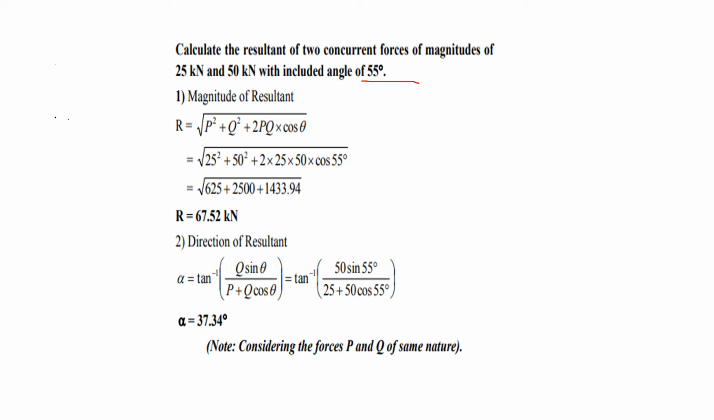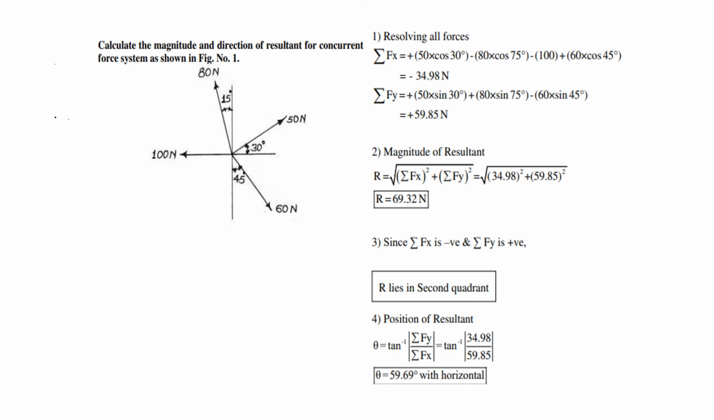Now we will find direction. For direction, there is a formula: alpha is equals to tan inverse of Q sin theta upon P plus Q cos theta. After solving, we will get alpha as 37.34 degree. But here we have taken P and Q, both the forces, as having the same nature. So this is a simple example.